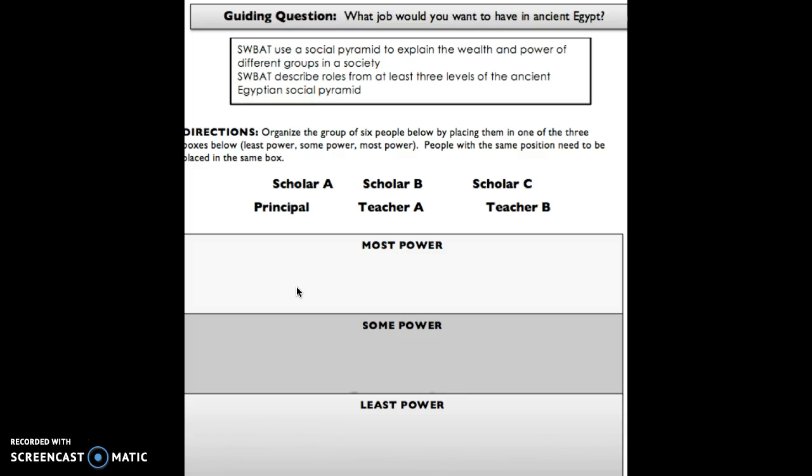So, in just a second, what I'm going to have you do is organize the group of 6 people below by placing them in one of the 3 boxes below, with the least power, some power, and the most power. Remember that people in the same position need to be placed in the same box. So on your paper now, in your paper packet, go ahead and place scholar A, B, and C, teacher A and B, and principal into the boxes of most power, some power, least power. When you finish doing that, click continue.